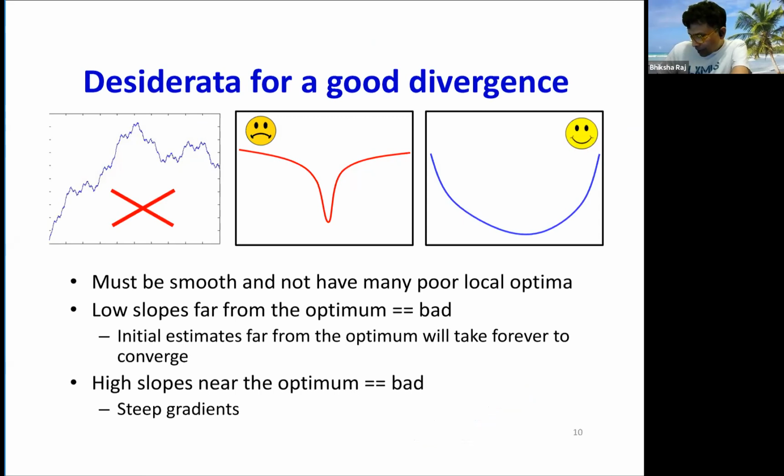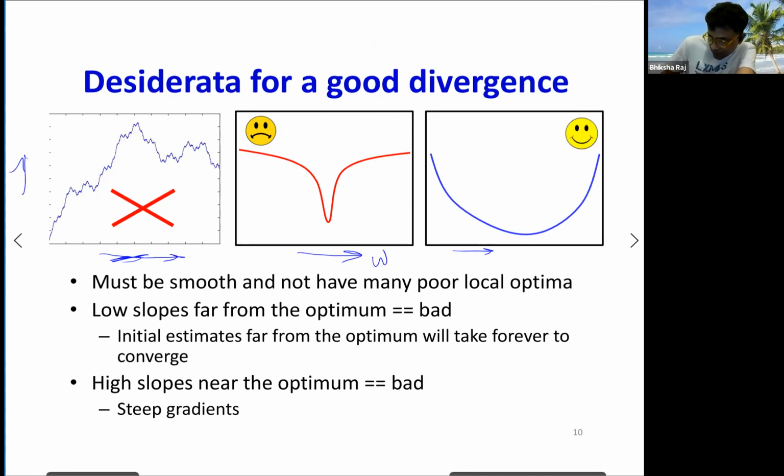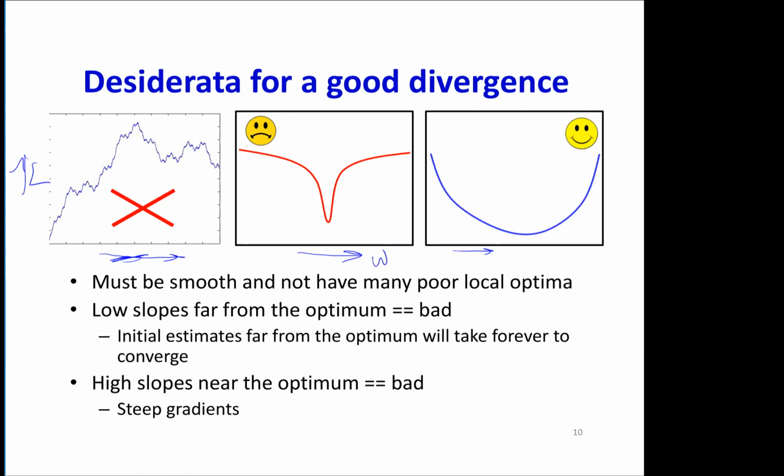Ideally, the divergence must be smooth and must not have many poor local minima. So if the divergence is like this figure to the left, here the x-axis represents the parameter. In all of these figures, the x-axis represents the parameter and the y-axis represents the loss. And so a divergence function like the figure to the left is horrible. Gradient descent simply won't work over here because it's jagged. It doesn't have nice clean derivatives, and it doesn't have a nice smooth structure either.